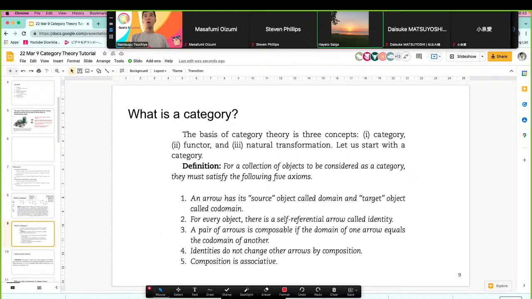So for a collection of objects to be considered a category, they must satisfy the following five axioms. One is that an arrow has a source and target, a domain and codomain. For every object, there is a self-referential arrow called identity. A pair of arrows is composable if the domain of one arrow equals the codomain of another. The identities do not change other arrows by composition. And composition is associative. So if any of them doesn't get satisfied, then it's not a category, okay?